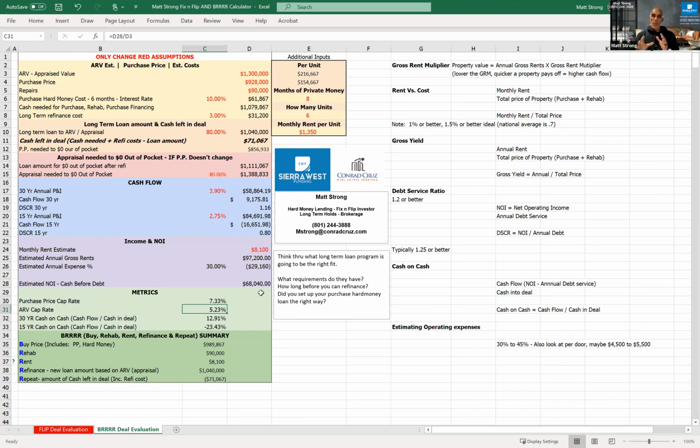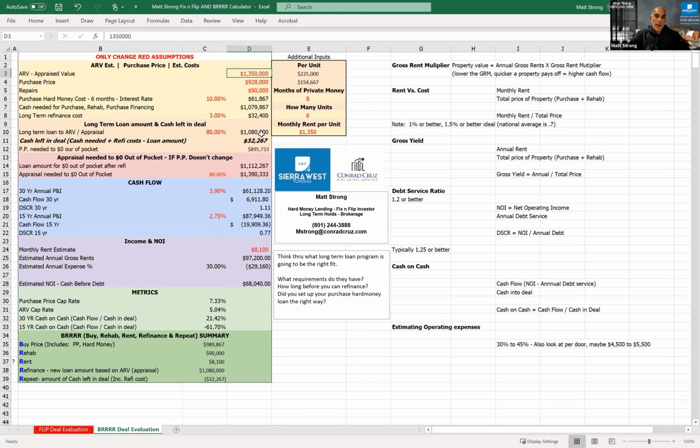This is maybe a little bit more nuanced and complex than I'm going to go into as far as this calculator. But for now, just know that that's how I'm getting my ARV in this case, because I'm using market cap rates of right now going to be about 5%. And so that's going to give me a $1.35 million appraised value.